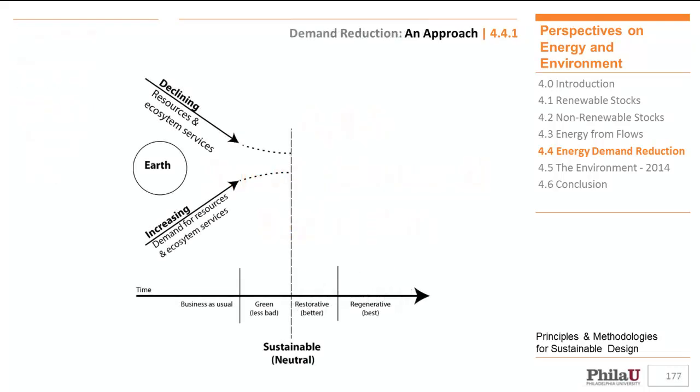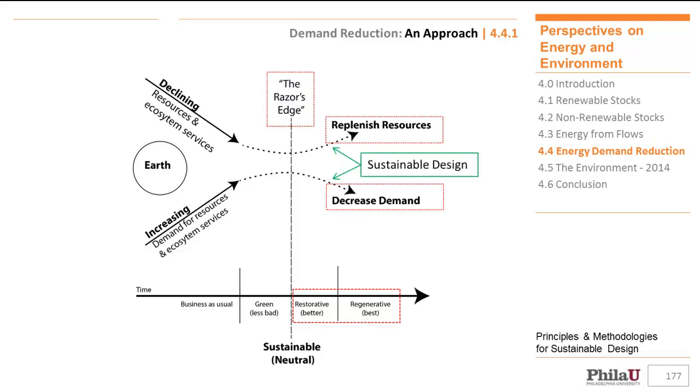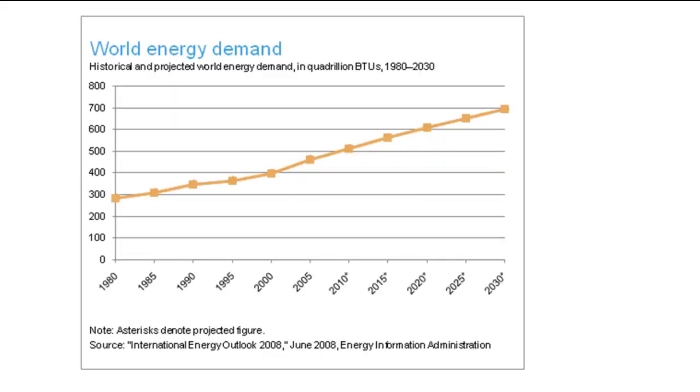Just as a review, from earlier in the semester, we talked about the Earth with a set of declining resources and an increasing demand for those same resources. We want to move to a restorative or regenerative future. In order to do that, we have to leap over the razor's edge, and no, I have not trademarked that term yet. But when we leap over that edge, we move to a situation where we can design systems that actually replenish the resources of Earth and also significantly decrease the demand for those same resources. And sustainable design is the lever by which we do that. So that's just a brief review.